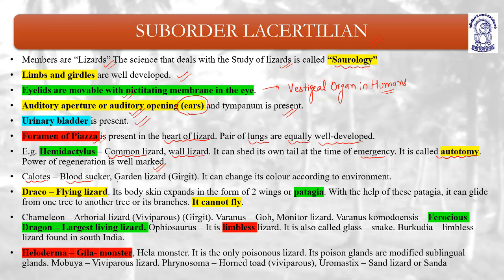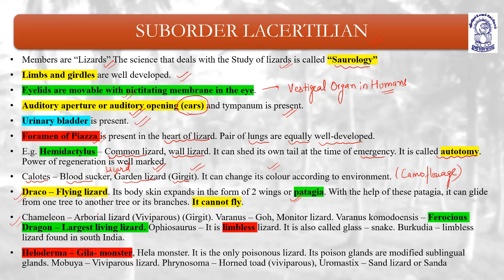Calotes, bloodsucker or garden lizard, is girgit. So Calotes are blood-sucking lizards. Garden lizard, girgit, can change its color according to the environment. Camouflage. Draco, flying lizard, has patagia, which help in gliding. It cannot fly, it can only glide because of these two wings or patagia.